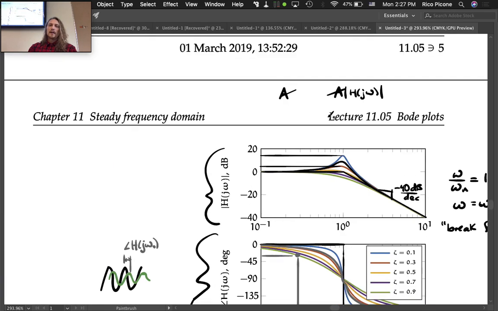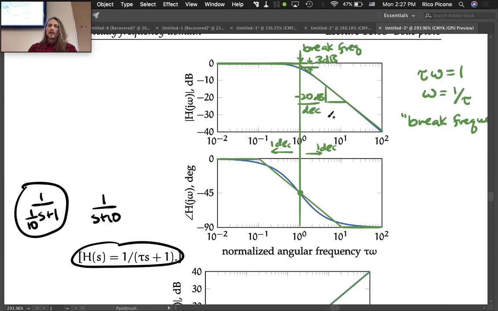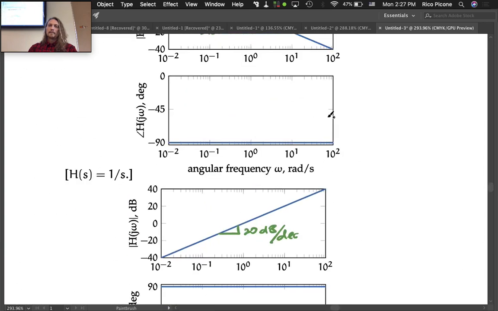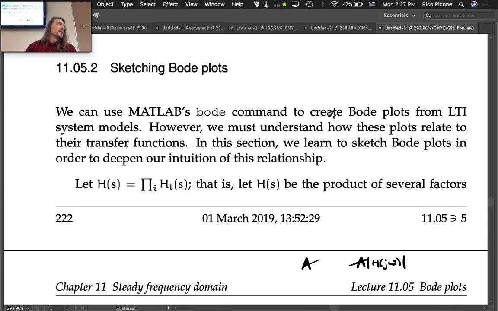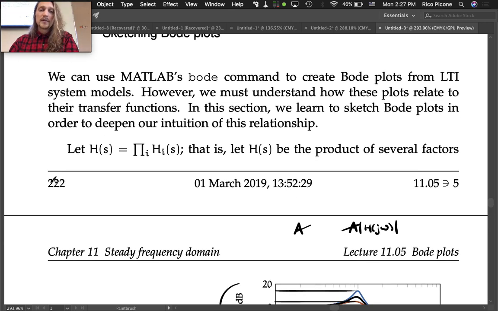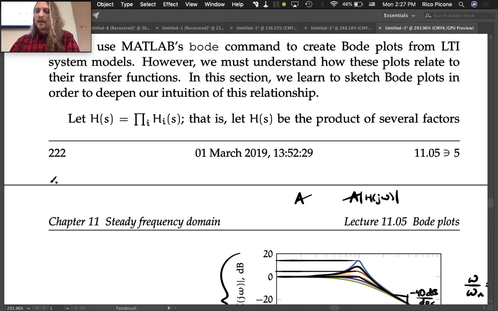So let's go ahead and review quickly. Actually, I'm going to just try moving to this section here, because I try to explain it in here. We might have to review a little bit if we don't remember some of the arguments, but I think we'll do okay. So we can use MATLAB's Bode command to create Bode plots from LTI system models. However, we must understand how these plots relate to their transfer functions. In this section, we learn to sketch Bode plots in order to deepen our intuition of this relationship. So this is where that specific discussion really gets into the details.